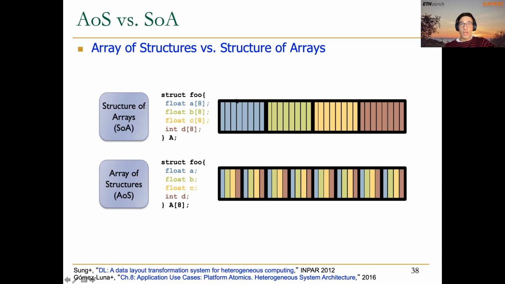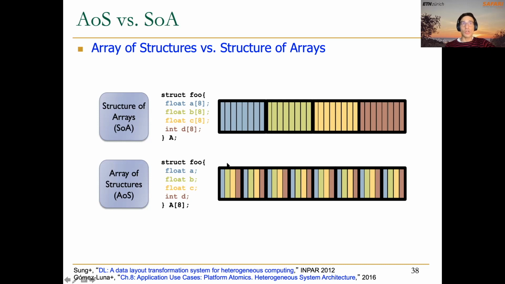Now, if these threads 0 to 2 belong to the same warp, notice that they are accessing 1, 2, 3 consecutive memory locations. And these consecutive memory locations will likely belong to the same DRAM bars, so we can achieve maximum bandwidth when accessing this structure of arrays.